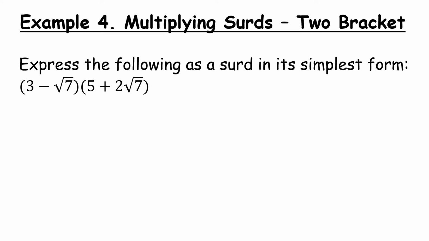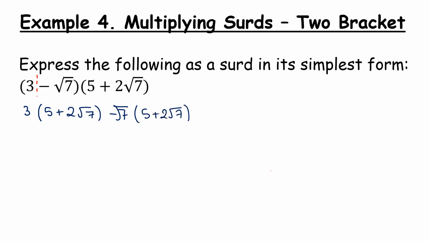So let's take example 4, multiplying out surds. And in this example, we have 2 brackets. Just like algebra, when we're working with 2 brackets, our working method is to split that first bracket. So we get 3 times the second bracket, which is 5 plus 2 root 7. Then minus root 7 times 5 plus 2 root 7.